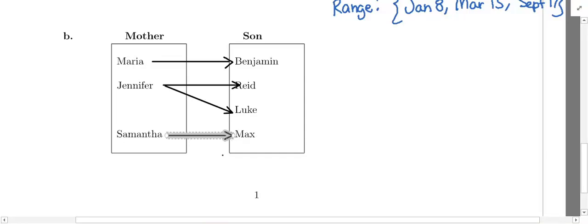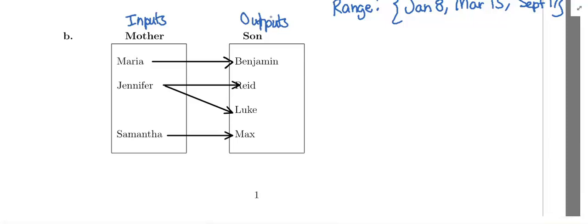All right, so here's the relationship. The way you want to interpret this, remember we draw the arrows from the inputs. So the moms are the inputs here to the outputs, which in this case would be the sons. Maria has a son named Benjamin. Jennifer has 2 sons, Reed and Luke, and then Samantha has a son named Max.